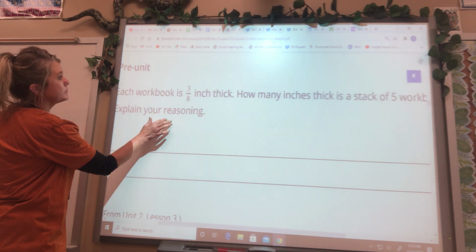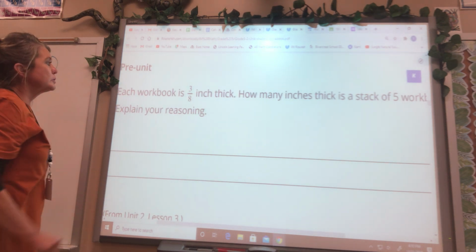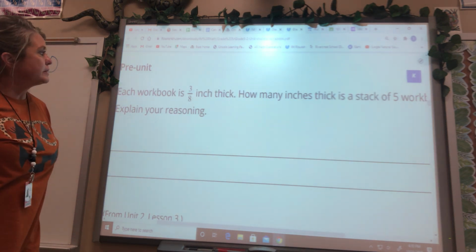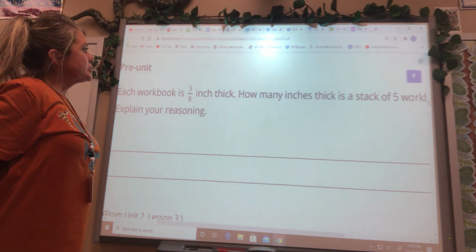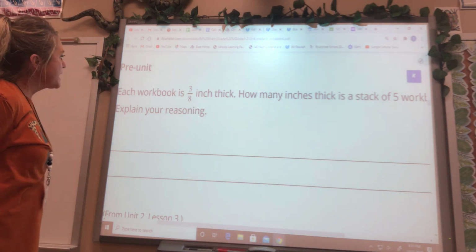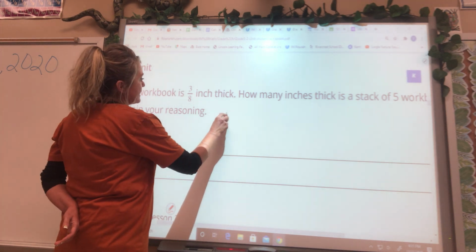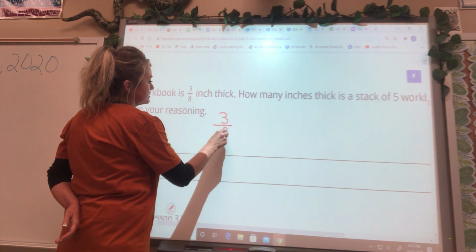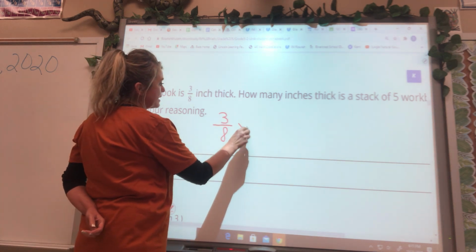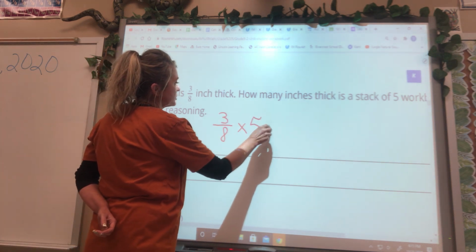Okay, on this one, each workbook is 3/8 inch thick. How many inches thick is a stack of 5 workbooks? So I have to think. I have 3/8 5 times because I have 5 workbooks.